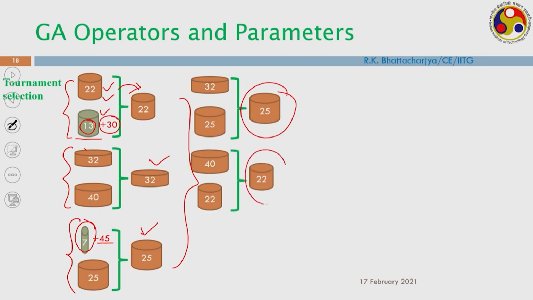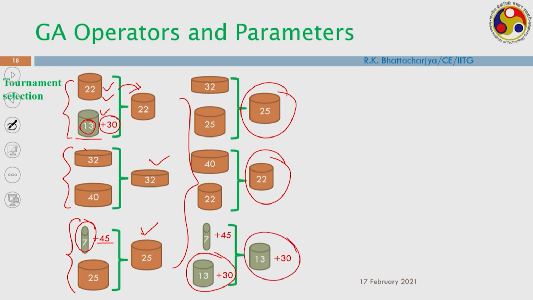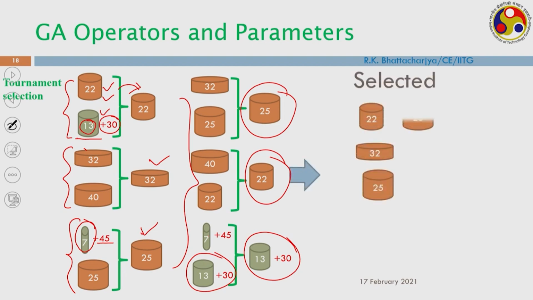So, in that case 22 is the winner, and here both are infeasible, and 7 is playing with 13. In this case the violation is a little bit less, and therefore 13 will win the tournament. Now, from the second round of tournament, I am getting another 3 solutions. So, in the first round I am getting 3 solutions, in the second round I am getting 3 solutions, and therefore I am getting a total of 6 solutions.